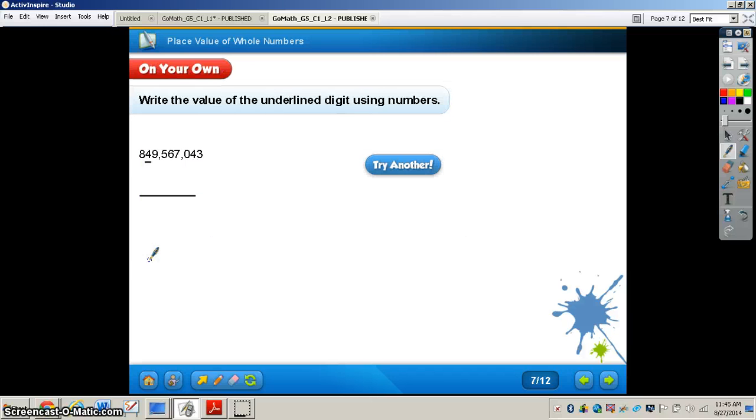Finding the value of the underlined digit, what we can do is, I will just write that 4 down, and then I'm going to change all the other numbers to zeros. So change that 9 to a 0, the 5, 6, and 7, then the thousands period, the 4 to a 0, and the 3 to a 0. So that shows me that that 4 actually represents 40 million. Looks like a nice little innocent 4, but actually represents 40 million.